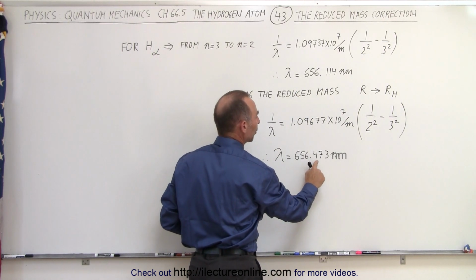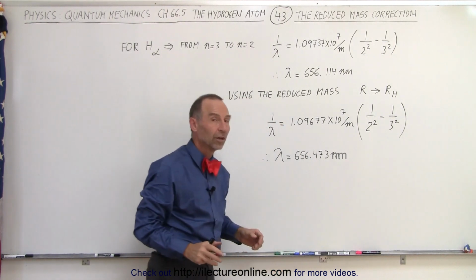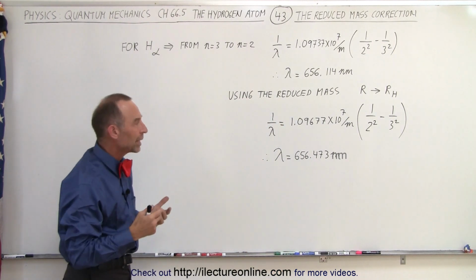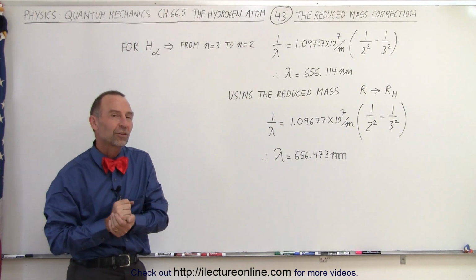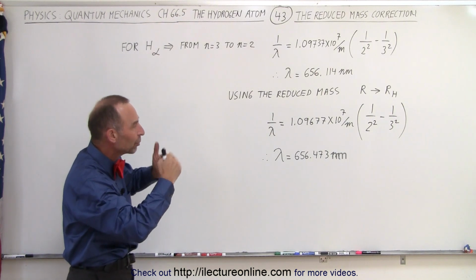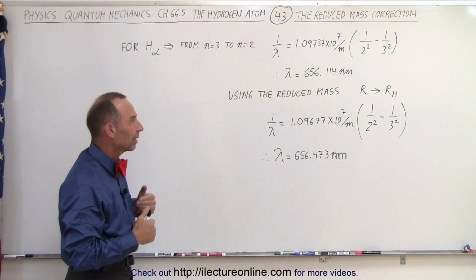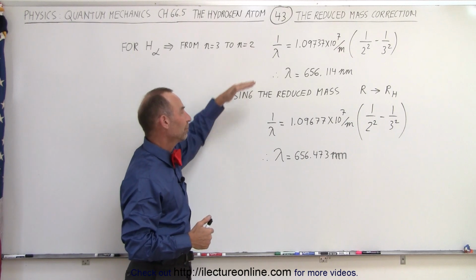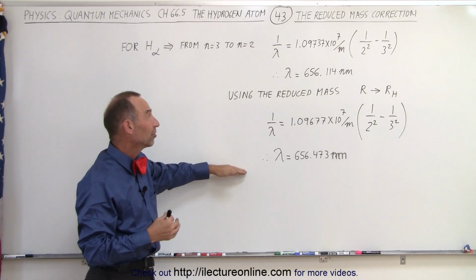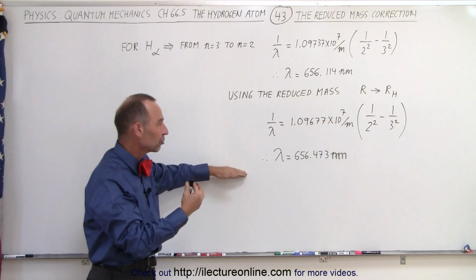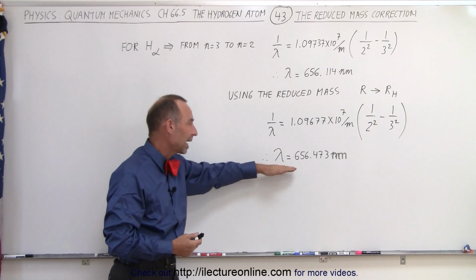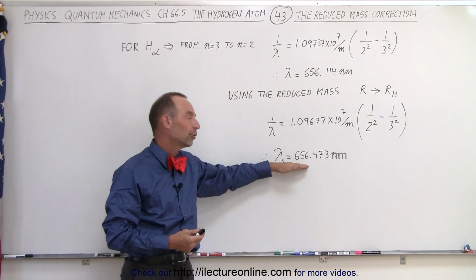of 656.473 nanometers. Now, experimentally, the value that we get is closer to 656.3 nanometers, somewhere in between the two values. But at least you see that the correction by using the reduced mass instead of the theoretical mass or the actual mass of the electron gives us an actual better value for the wavelength.